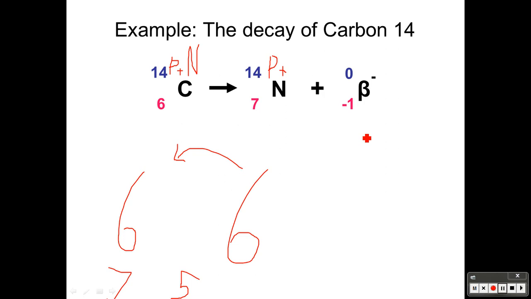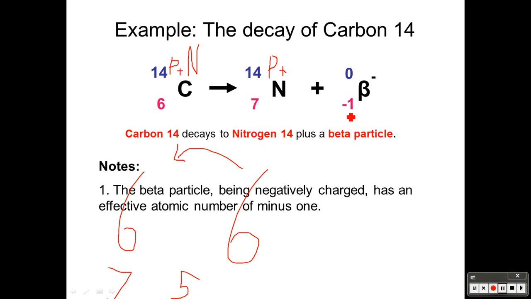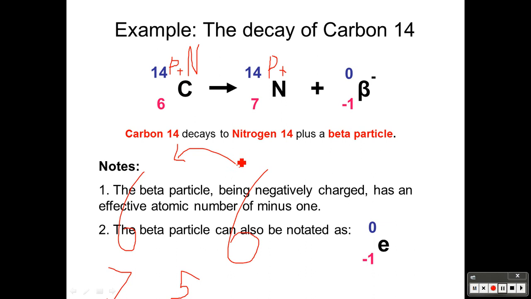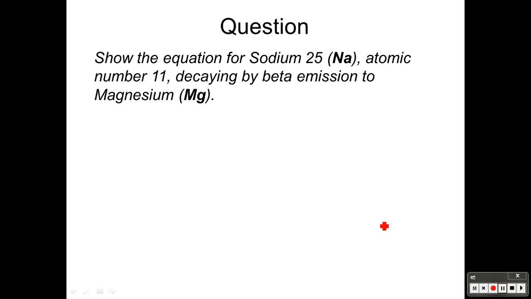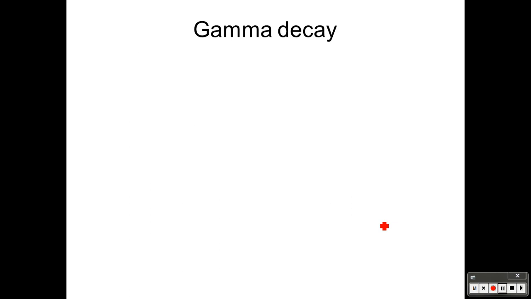All right, and as a result, we end up with this, which makes perfect sense because the only way for 7 to turn into 6 is to minus 1. Alrighty? Please note, you can also write beta as 0 and minus 1 e because it's just an electron. Now, there's your question. There's your answer.